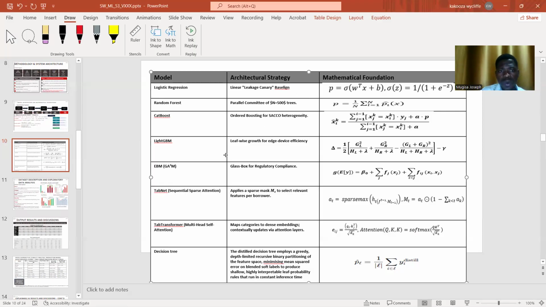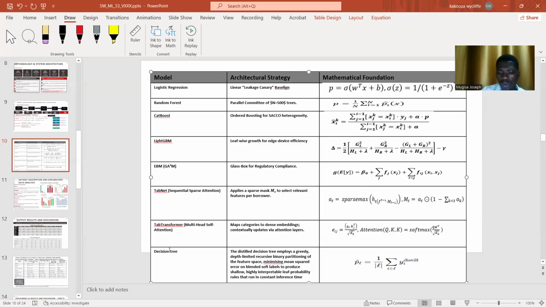And then we have, due to time, I will just wrap up a little bit fast. So we are having TabNet, sequential sparse attention. So this one applies the concept of sparse masks to select relevant features for a given borrower. So this model doesn't carry out the prediction on the entire feature set, but for each and every decision point, it selects a particular set of features on which to base the decision at that point.